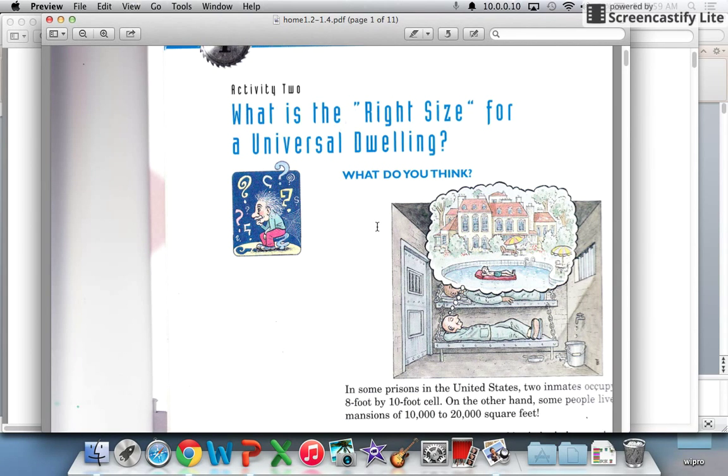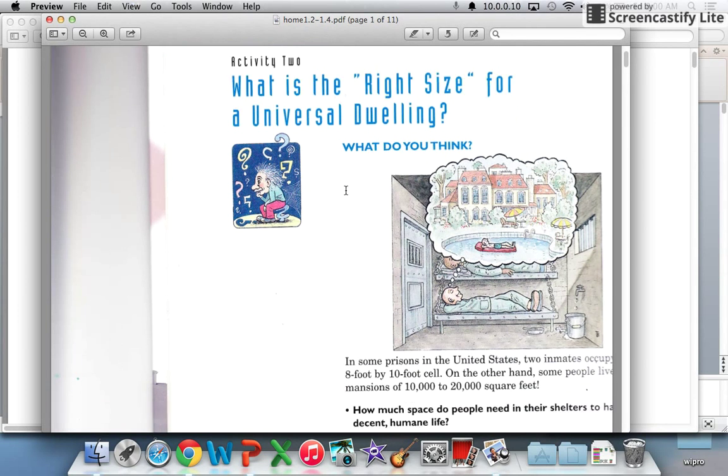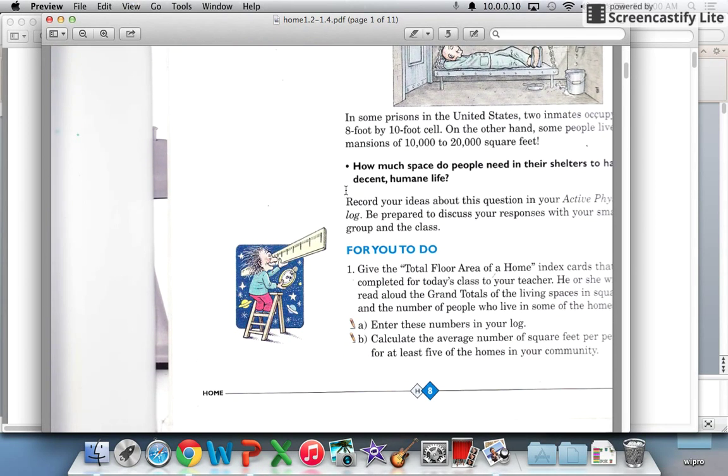So the whole point of activity 1.2 is to have students actually draw a blueprint, a design for them to start building their universal dwelling. When they begin, they're going to basically go over what they did for homework, the total floor area of a home. If some students did not do that homework, this is where you need to supplement. So either provide data from the size of the schoolroom, or even from your own home.